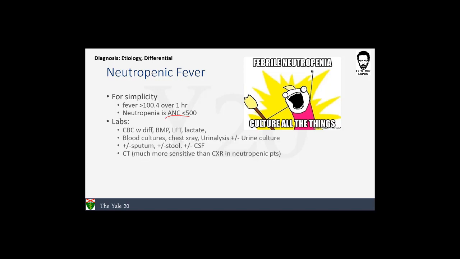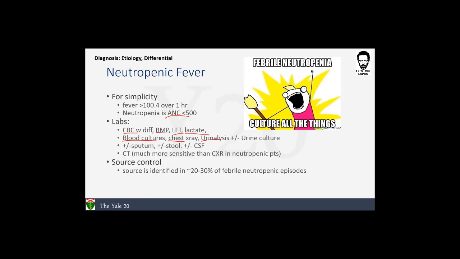For the labs, you want to work up the potential source, because source control is the most important part of neutropenic fever. Things you want to get are CBC, BMP, LFT, lactates for everybody. You also want to get blood cultures. At Yale, we like to draw blood cultures from the central line and also peripherally. You want to get a chest x-ray, urinalysis plus minus urine culture, and then depending on the presentation, you want to get either a sputum culture, stool culture, or even a CSF if you're doing a lumbar puncture.